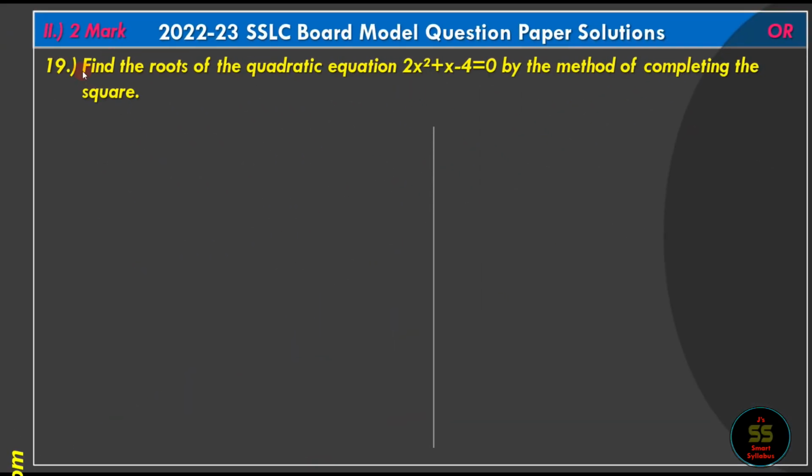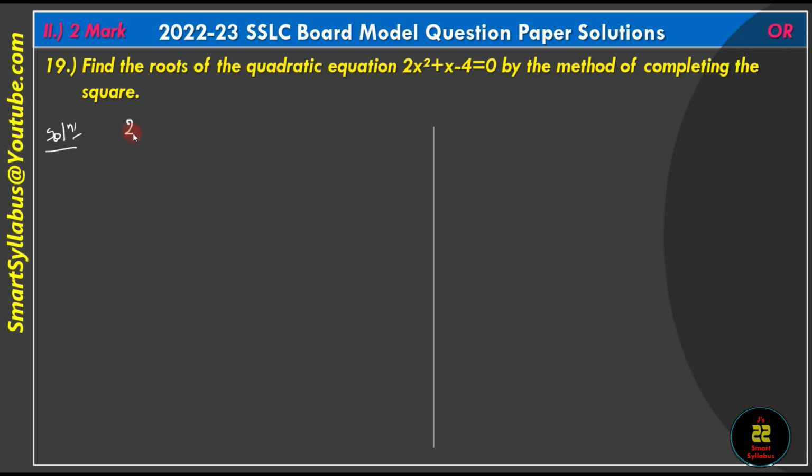Now moving on to the 19th question, and it's an OR question. You already know in the 19th main question we have solved this type of quadratic equation by formula method. Now here it is asked to find the roots of the quadratic equation 2x square plus x minus 4 is equal to 0 by the method of completing the square. Okay, the solution. Now first copy the given quadratic equation.